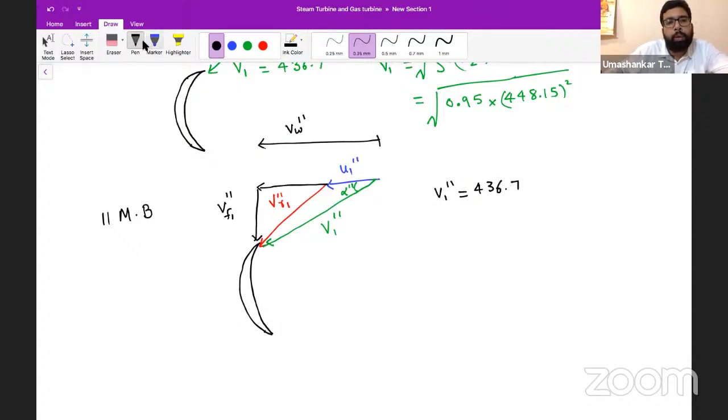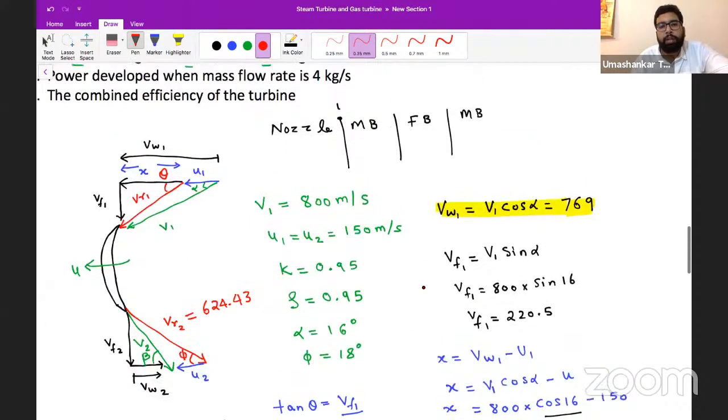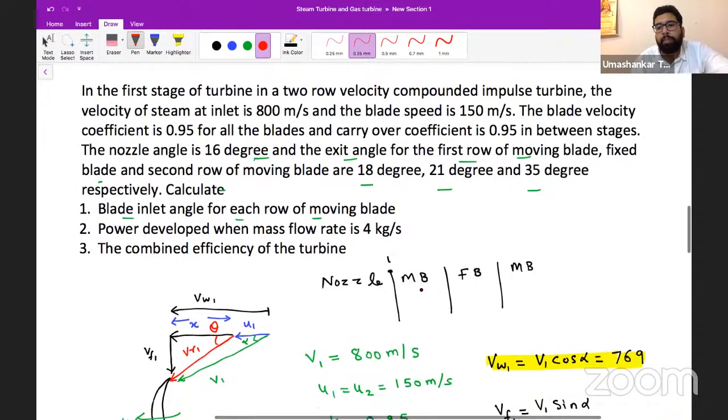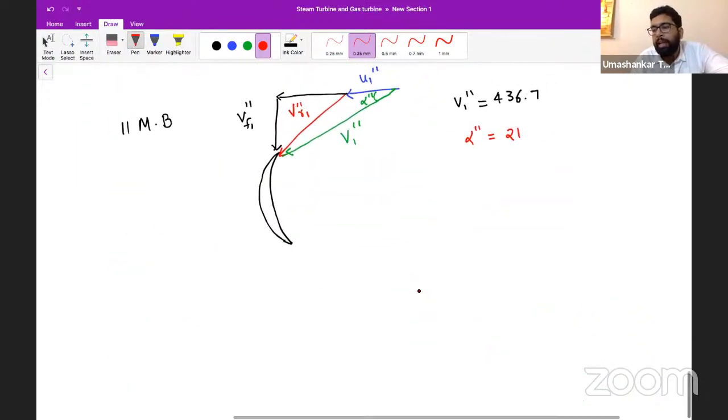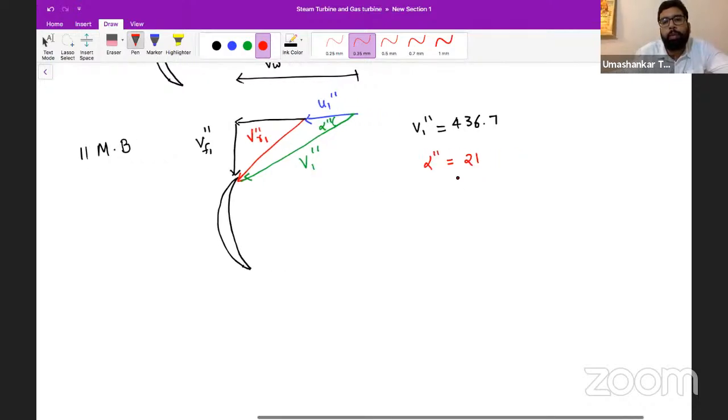Okay. Now take note, be careful. We have this alpha double dash equal to 21. How am I saying this? It is given in the question itself, the exit angle of the fixed blade. So how will we get the input data for the second stage of the moving blade? Now I am explaining that. Be very, very careful. The exit angle of the fixed blade will become the nozzle angle, or the entry angle, to the next stage of the moving blade. You can tell me if it is clear to you or not.